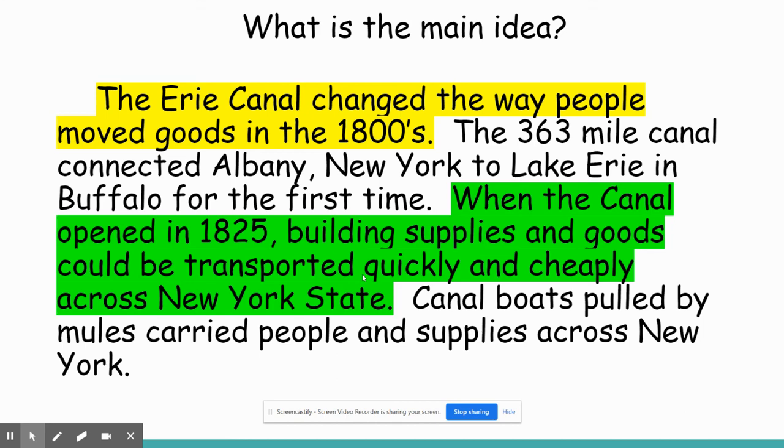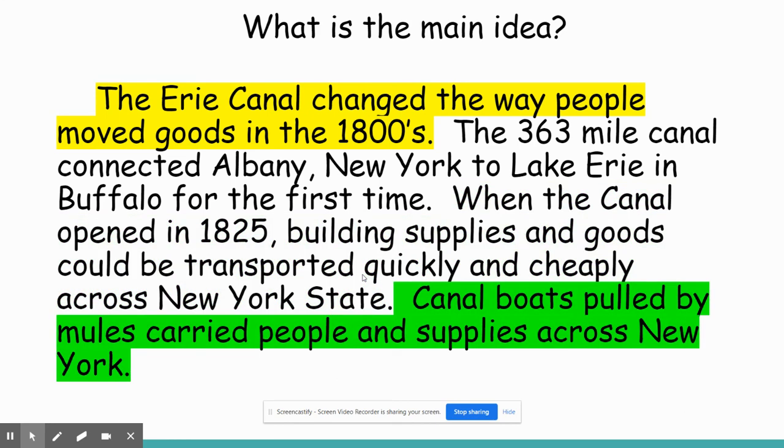Let's look at that third sentence. Canal boats pulled by mules carried people and supplies across New York. Is this a detail telling us another way that the Erie Canal changed the way people moved goods? Right, it sure does. So, scholars, all three of these other sentences support our main idea. They're details telling us how the Erie Canal, our topic, changed the way people moved goods in the 1800s.